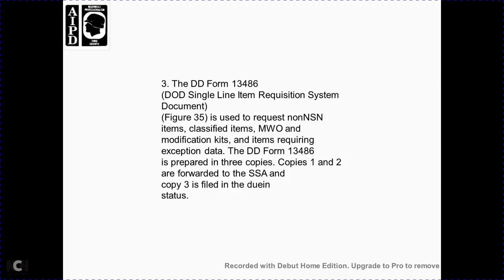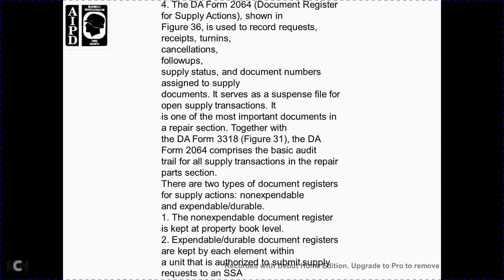The DA Form 1348-6, the DoD single-line requisition system document, is issued with the request for non-NSN items, classified as maintenance work order, modification kit, item requirement exemption data. The DoD Form 1348-6 is prepared in 3 copies. Copies 1, 2, and 4 go to the SSA, and copy 3 is filed in due status. The DoD Form 1348-6 is the DoD single-line requisition system document.